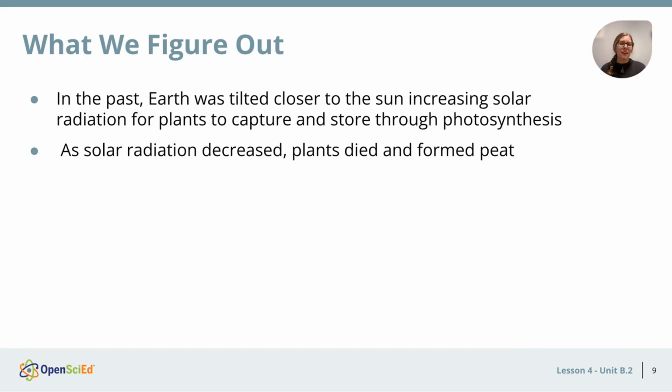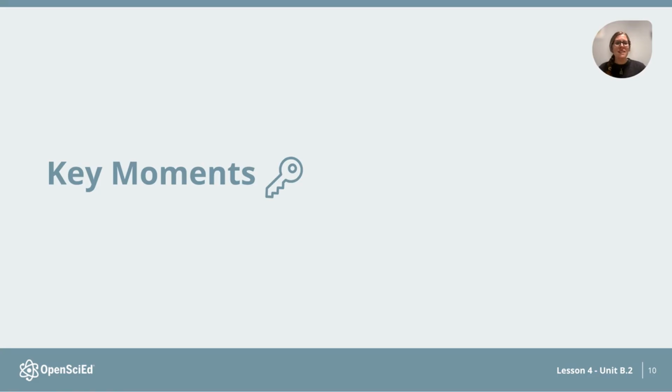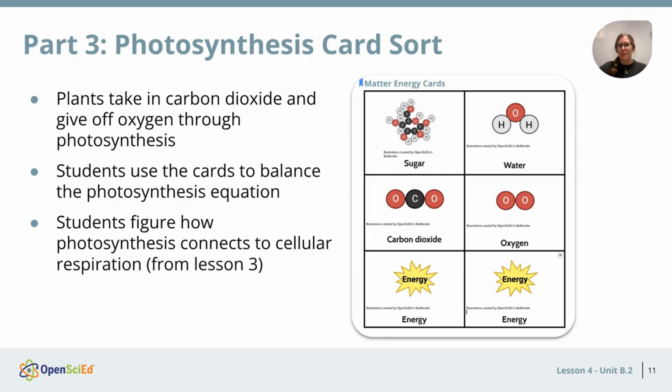So what we figure out in this lesson: in the past, Earth was tilted closer to the sun, increasing solar radiation for plants to capture and store through photosynthesis. As solar radiation decreased, plants died and formed peat. Let's see those key moments.